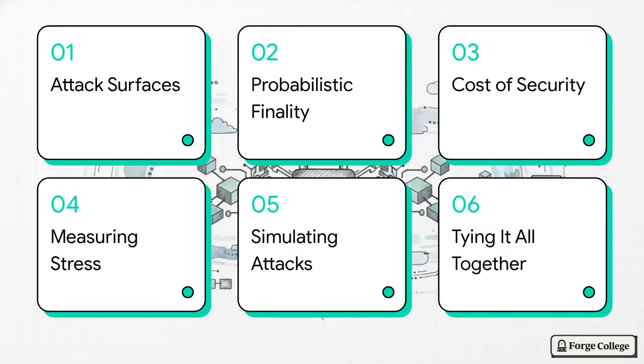Okay, so here's our blueprint for today. First, mapping attack surfaces. Second, probabilistic finality. Third, the cost of security. Fourth, measuring network stress. Fifth, simulating attack scenarios. And finally, tying it all together.